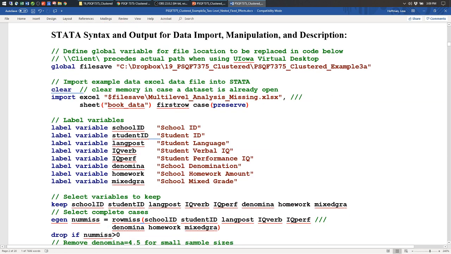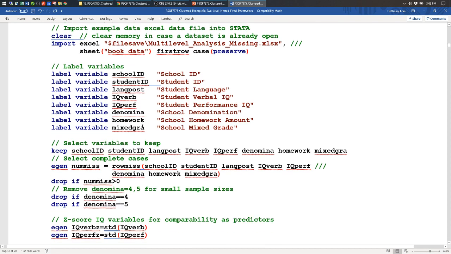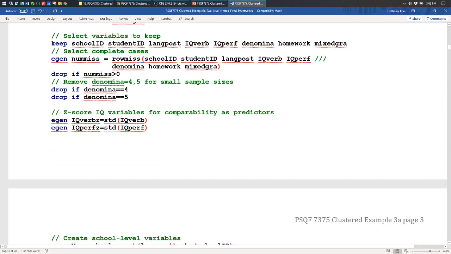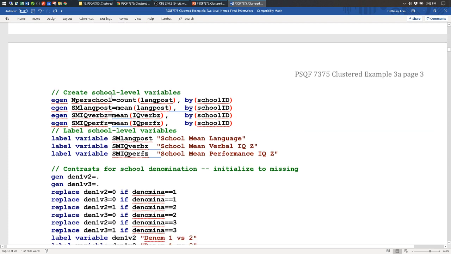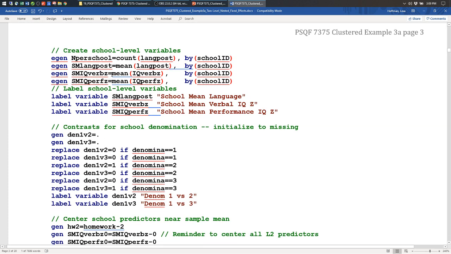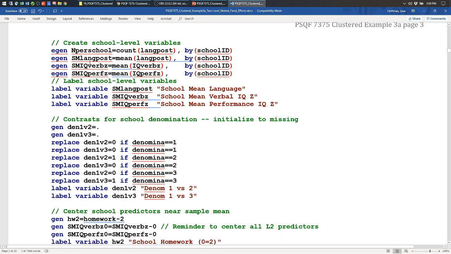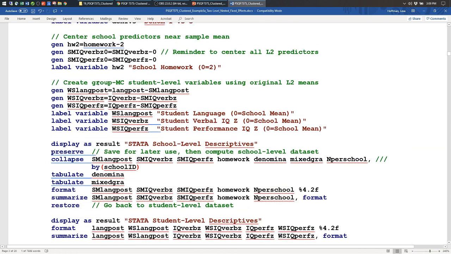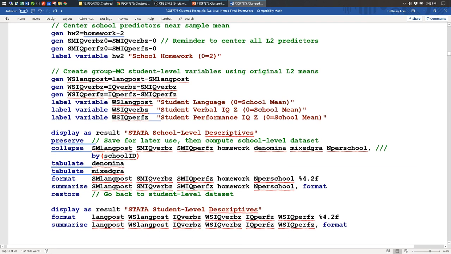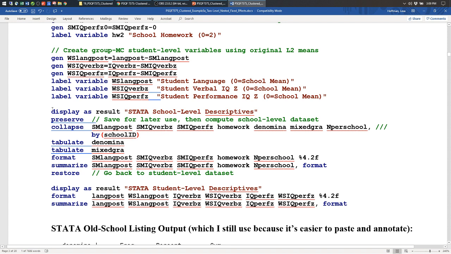In Stata, a lot of the same stuff, I computed row miss so I could kick out those rows. In Stata, it's much easier to make school level means. That's an egen. So within the same data set, I was able to make school level means to summarize things. I did the contrast coding the same as before, and centered and labeled all of that. The one thing that was tricky that I had to figure out to do the website for my book was this idea of preserve and collapse and restore. Have you seen this before, Stata people?